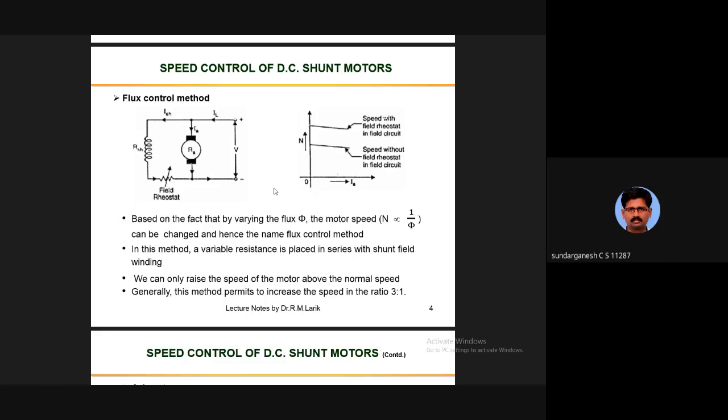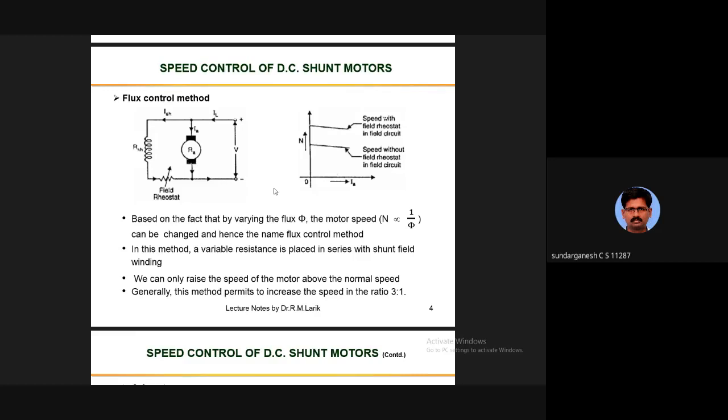In this method, a variable resistance called a rheostat is connected in series with the shunt field circuit. If I increase the field rheostat value, the resistance is increased and the current flowing through the field is reduced. Automatically, the voltage also reduces, and since the voltage is reduced, the flux is also reduced.